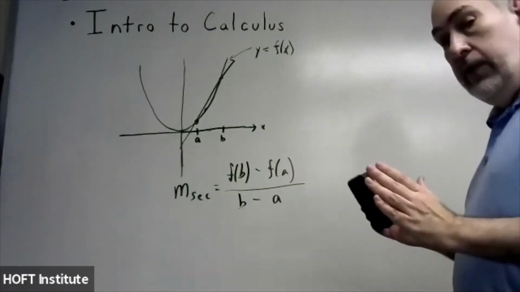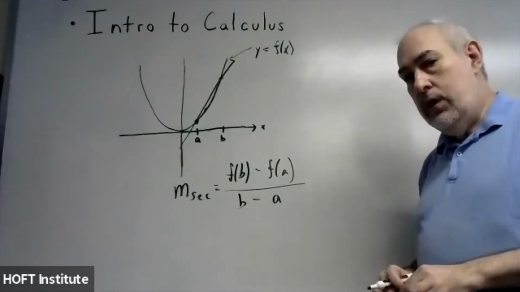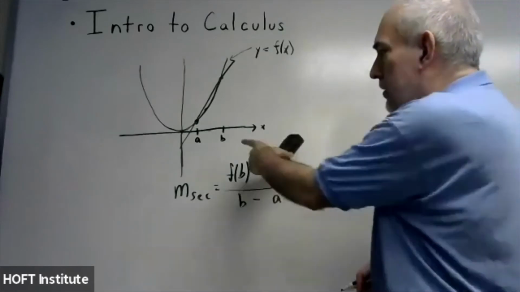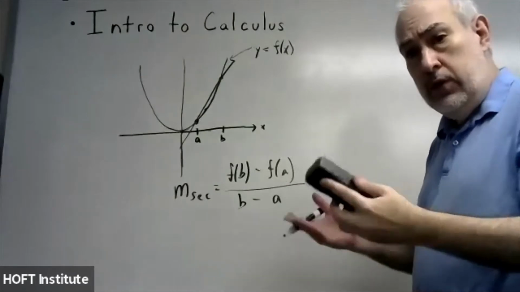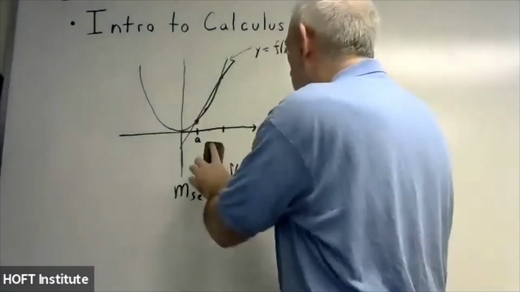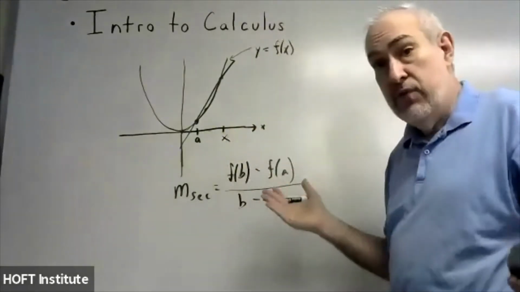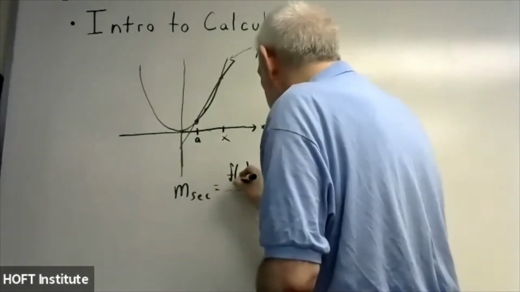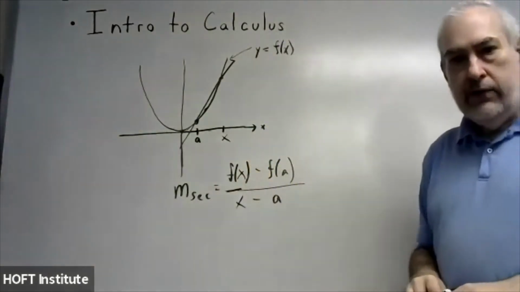Well, that's fine for finding a secant line, but we're trying to find a tangent line. Well, the way we're going to be doing that is, let's pretend that this second point, b, I was sort of thinking of b as being a fixed point on the curve. But what if we thought of that as being a variable point, like the x-coordinate is just whatever x is? Okay, well then this equation would become f of x minus f of a over x minus a.